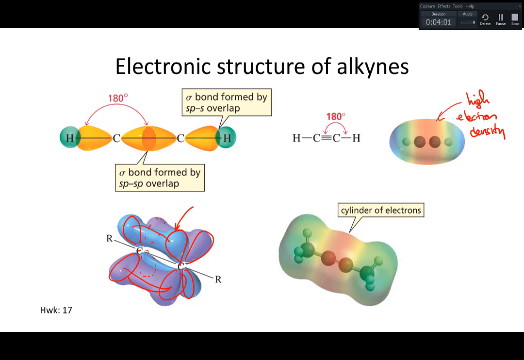So like alkenes that have high electron density because of the pi bonds, alkynes also have high electron density and are susceptible to electrophilic addition reactions.